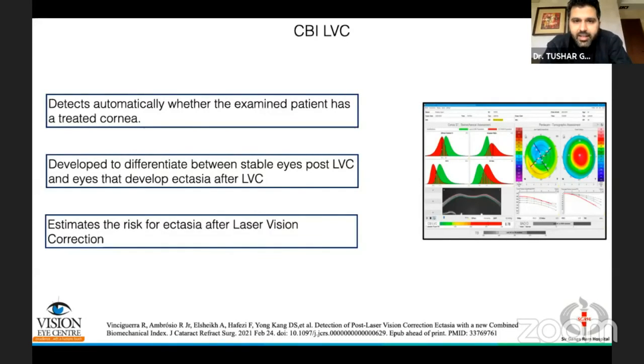The final index that I'll be talking about is called the CBI-LVC, which is intended for patients who have undergone laser vision correction. Otherwise, all the other parameters appear abnormal in these corneas. But here, it automatically picks up that this particular patient has undergone a laser vision correction, and you're able to differentiate between stabilized post-refractive surgery eyes versus eyes that develop ectasia or that could develop ectasia after LVC. So this is particularly useful for these patients.